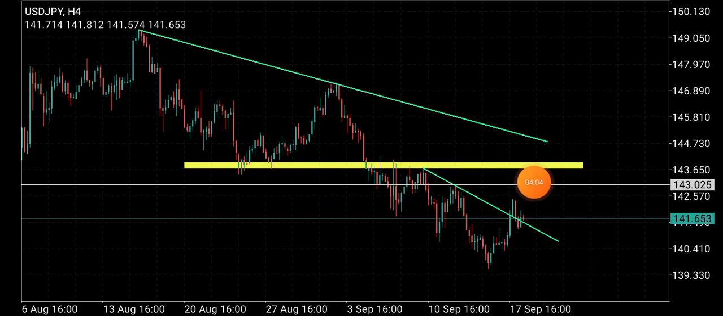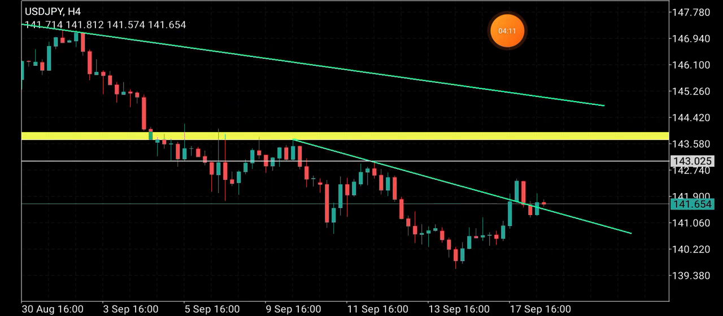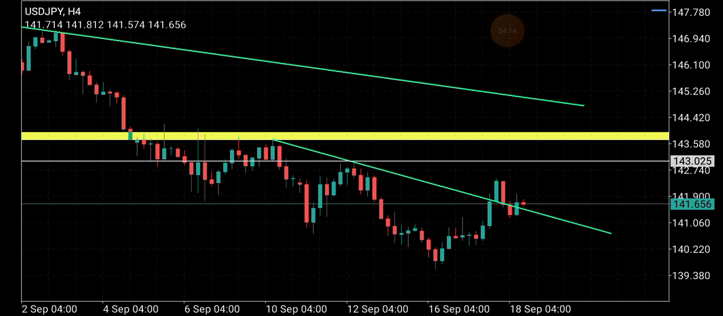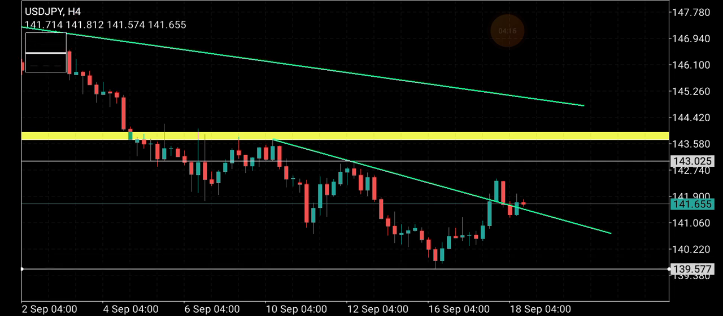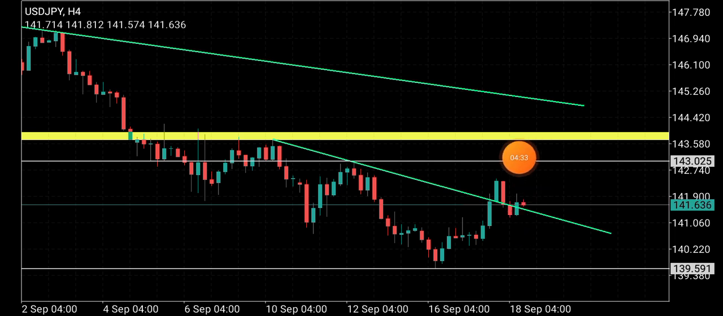Because I expect price to actually keep going down until otherwise. So with the way market is now, technically, if price continues this movement until it breaks this or breaks this, once we are within this particular zone between 143.025 and 139.591, we are technically selling. So what you need to understand is that if price breaks this and closes above it, then the movement, the structure has changed.